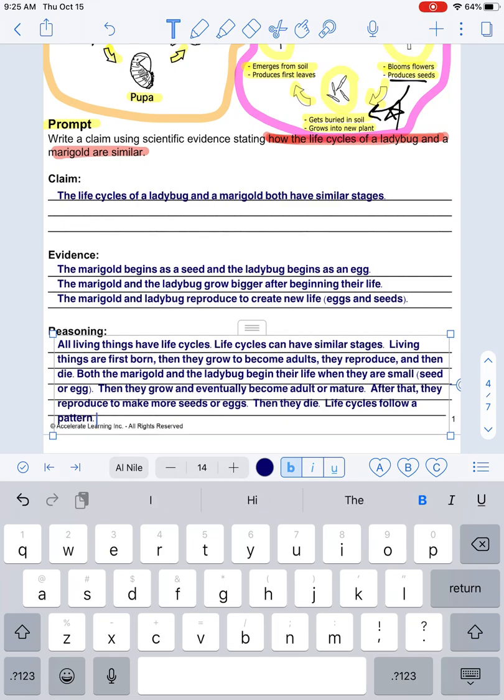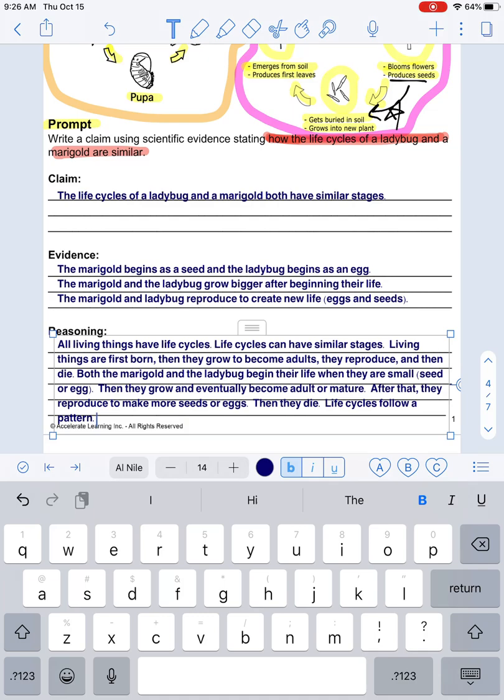So you can see here, my complete answer was: all living things have life cycles. Life cycles can have similar stages. Living things are first born, then they grow to become adults, they reproduce, then they die. Both the marigold and the ladybug begin their life when they are small, seed or egg. Then they grow and eventually become adult or mature. After that, they reproduce to make more seeds or eggs. Then they die. Life cycles follow a pattern.